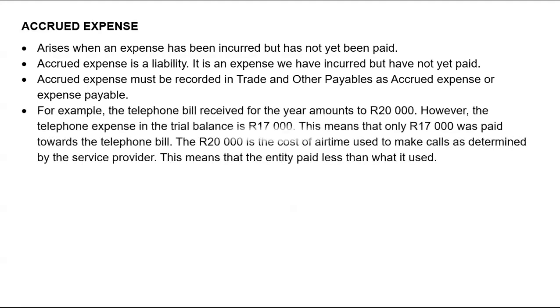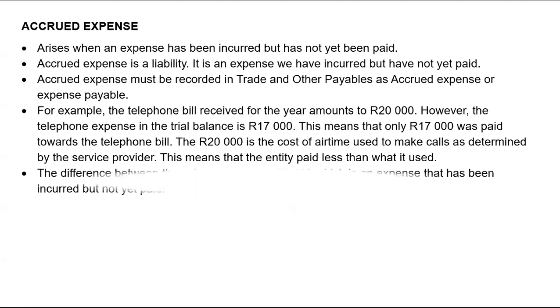Here's, for example, the telephone bill received for the year amounts to 20,000. However, the telephone expense in the trial balance is 17,000. This means only 17,000 was paid towards the telephone bill. The 20,000 is the cost of airtime used to make calls as determined by the service provider, which can be Vodacom, MTN, Cell C, Telkom, Rain. This means that the entity paid less than what it used.